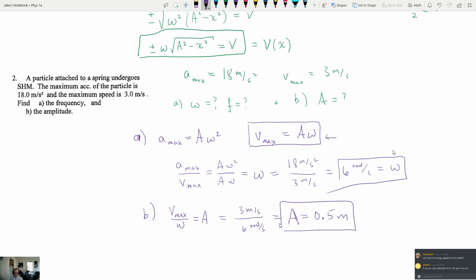All right, I said it was an easy problem, but I think it's actually kind of tricky because it's not super obvious, just because you're given this and you're given this, how you're going to go about finding these things. But that's how you would do it. Any questions?